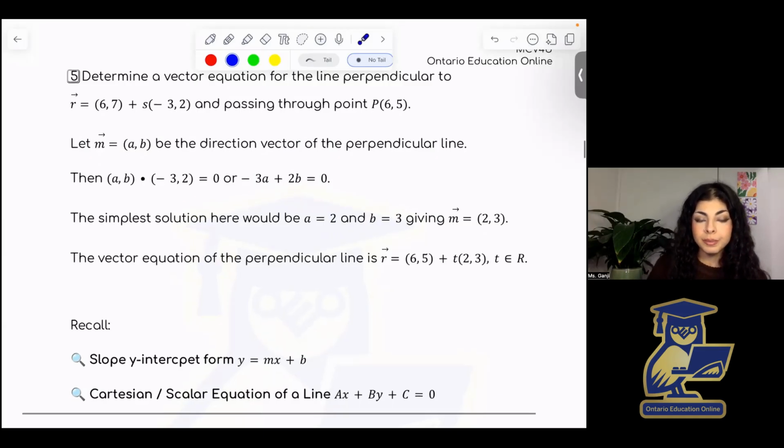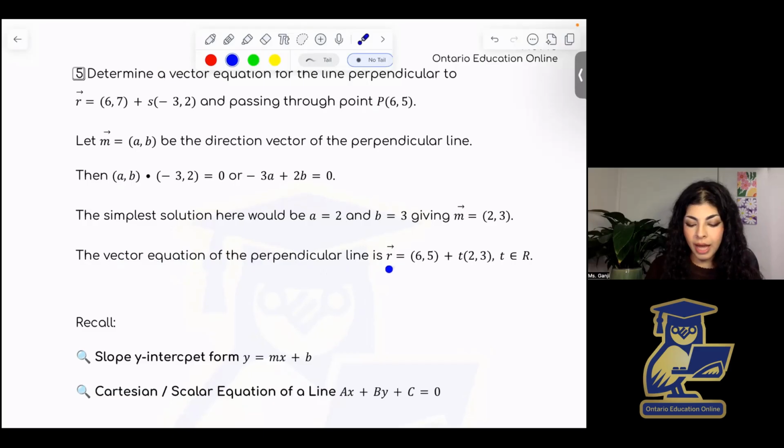And so the vector equation of the perpendicular line is given by, so this is (6, 5), the reference point. So the point that the perpendicular line passes through, a given point on the line. And this is now that new direction vector, m. And we have a parameter t here. See how earlier we had s, and now we have t, and we say that t is in the set of real numbers.